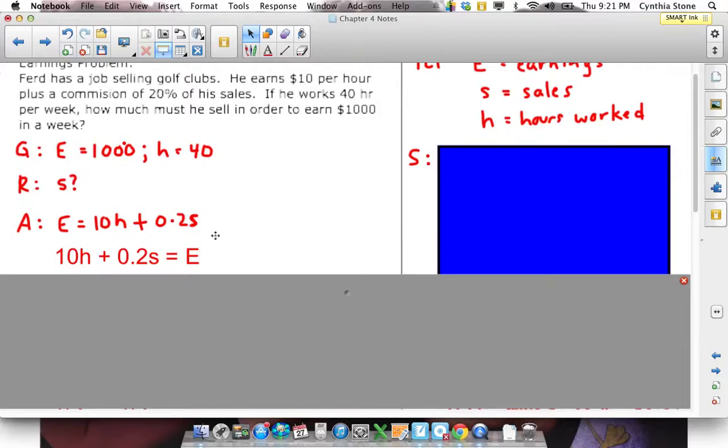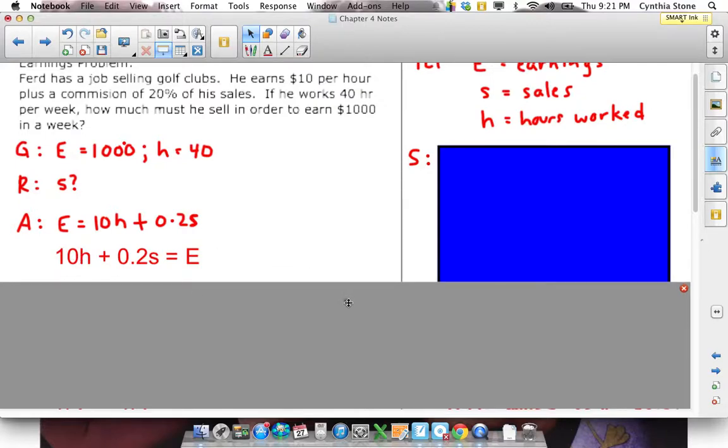Our goal here is to find S. So in the A section of GRASP, I'm going to rearrange the equation so that I can isolate S. The first thing I did, if I'm looking for S, I might just take this equation and write it this way. This is just flipping it. It's still the same equation. I haven't actually rearranged anything yet, just writing it the other way.